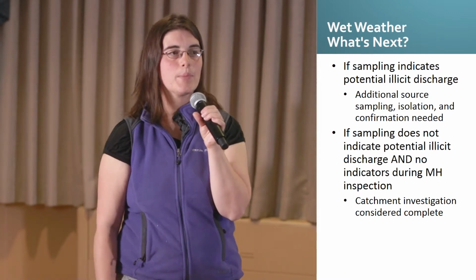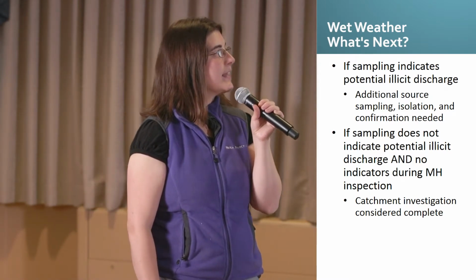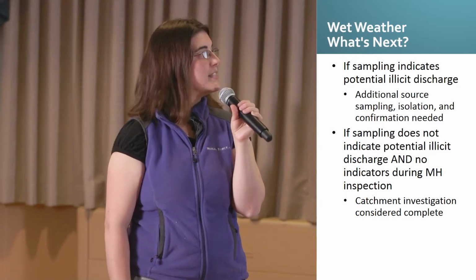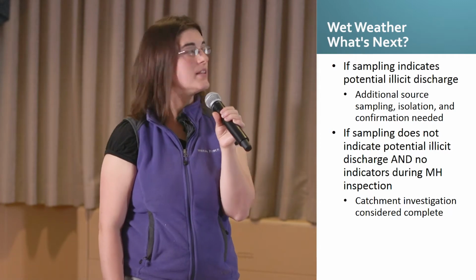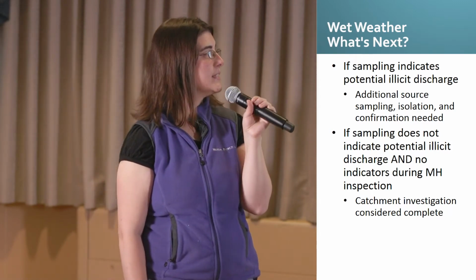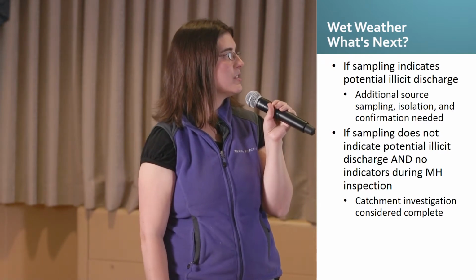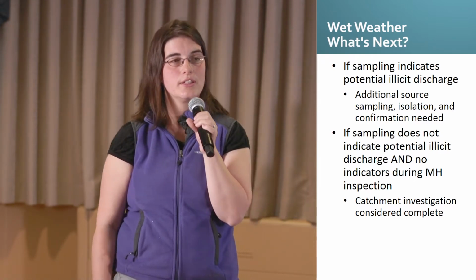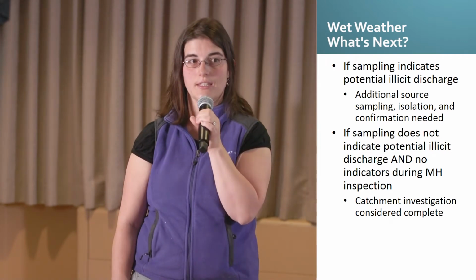So you took a wet weather sample, what's next? If the sampling indicates that there's a potential illicit discharge, additional source sampling is required and confirmation is needed. If the sampling does not indicate a potential illicit discharge and there are no indications during a manhole inspection, then the catchment investigation is considered complete.